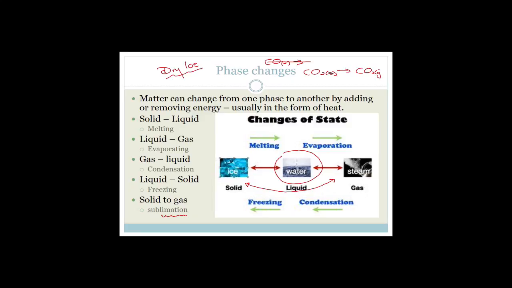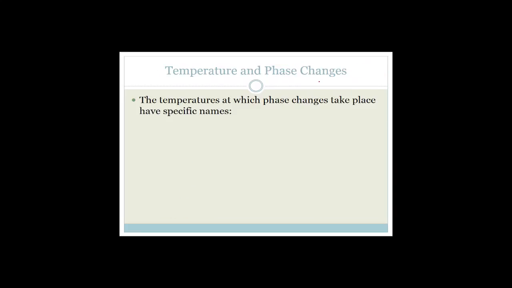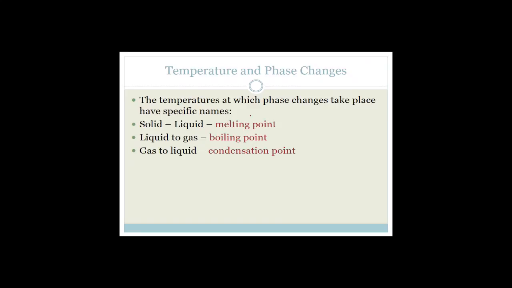And the steam that you're seeing, this beautiful, pretty steam stuff, which actually smells a bit icky if you've ever come across it, is actually the gas version of your carbon dioxide. Dry ice is the name, and the process is called sublimation. So the temperatures at which the phase changes occur have specific names. If you go from solid to liquid, it's called the melting point. From a liquid to gas, it's called the boiling point. From gas to liquid is called the condensation point.